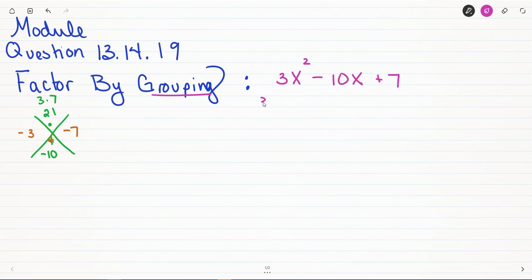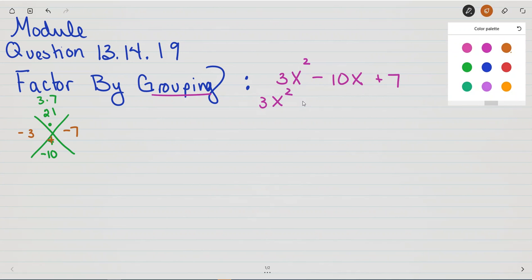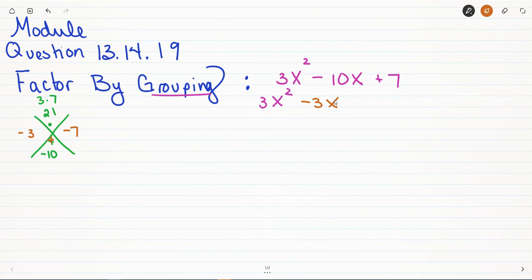So here's what I do with those numbers. We have our 3x squared, but this negative 10x, I'm going to break it up as a negative 3x minus 7x plus 7. Now I have 4 terms and I'm ready to do factor by grouping. To do factor by grouping, I'm going to think of this 3x squared minus 3x as one group, and I'm going to look for the greatest common factor, which you may already recognize is 3x. And I'm going to factor out a 3x.